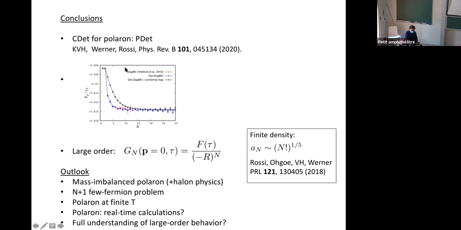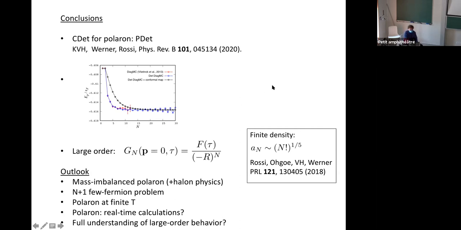So I showed you that we can get for the Fermi Polaron the energy with a record precision, and also that we had a particular behavior of the diagrammatic series at large order, which was something that we didn't expect, and the series is actually divergent.